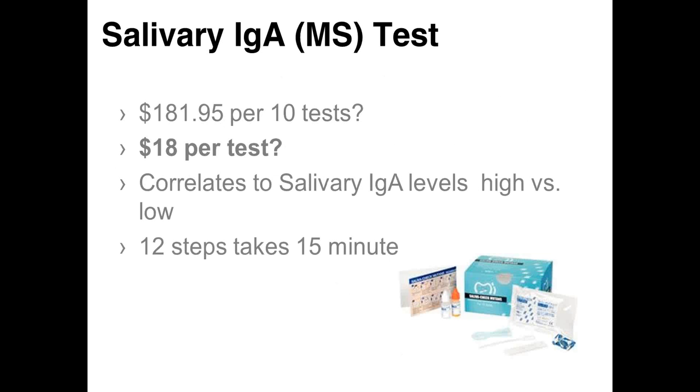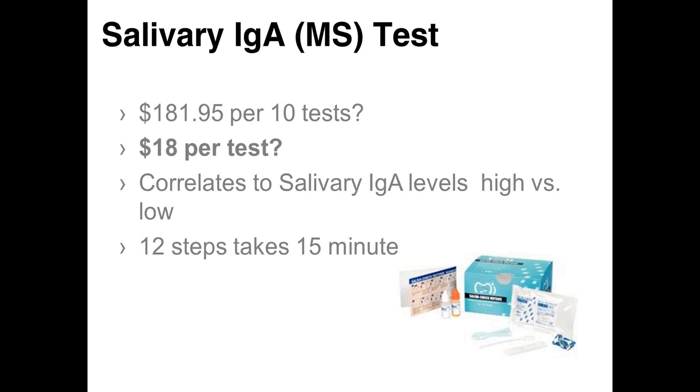One of the other tests has just come out. In fact, it's not available yet in the United States. It's available currently in Europe. Because it's a monoclonal antibody test, I guessed on pricing. I'm going to assume it's about the same price. And this is a salivary IgA test for Mutans Streptococci. So it's the immunoglobulin A in the saliva, which would correlate to, if you have high salivary IgA antibody levels, you probably have high levels of Mutans Streptococci in the mouth.